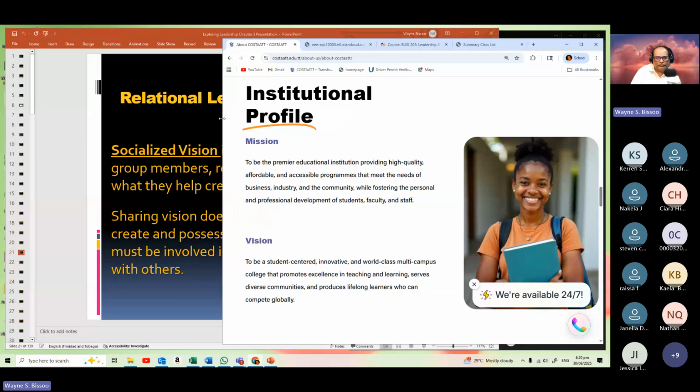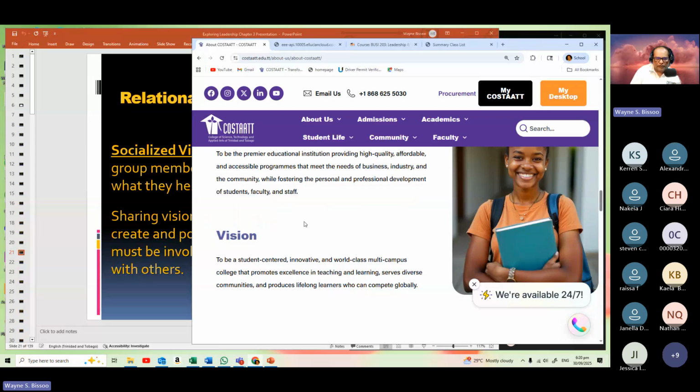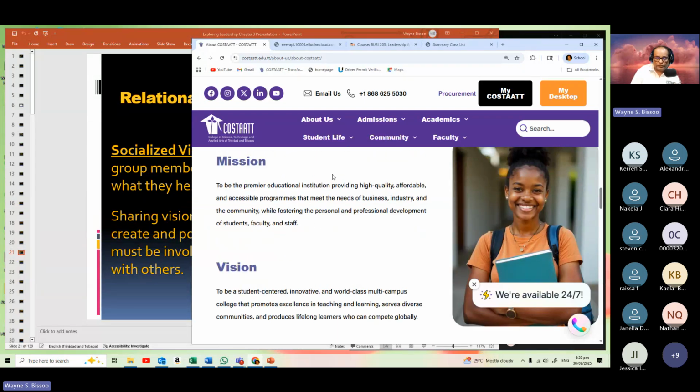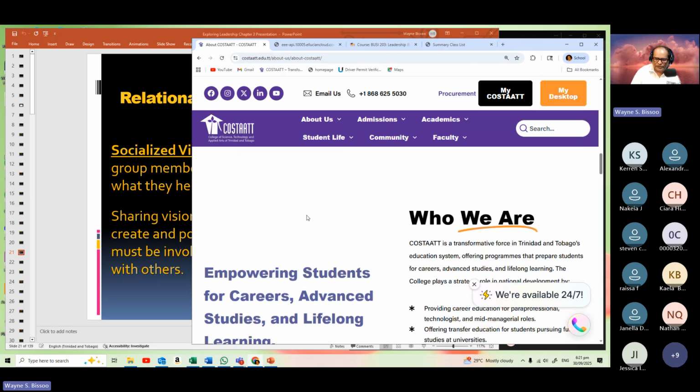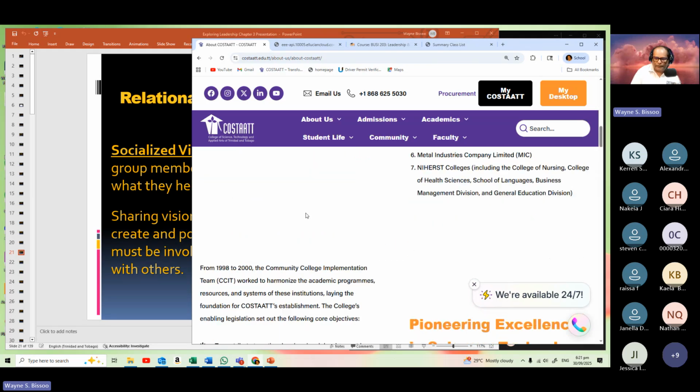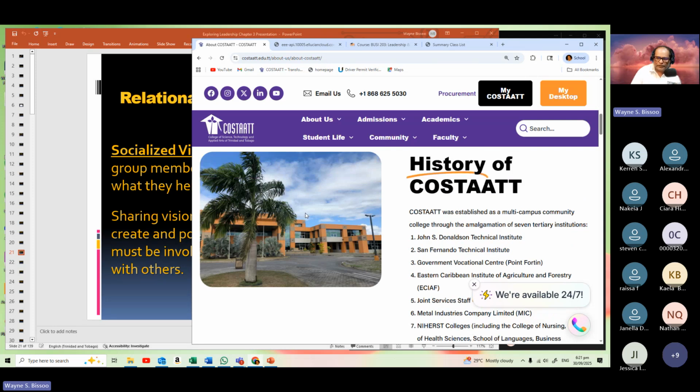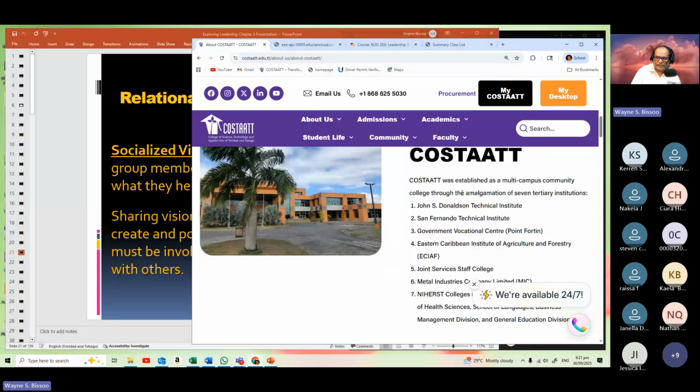So these are the vision and mission statements created for COSTAT. Interestingly, as you'd see here, COSTAT was established as a multi-campus community through the amalgamation of 7 different tertiary education institutions. So actually 8.